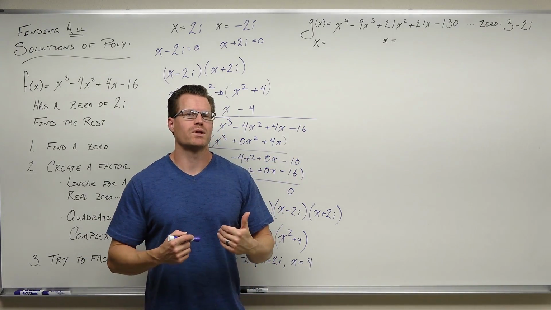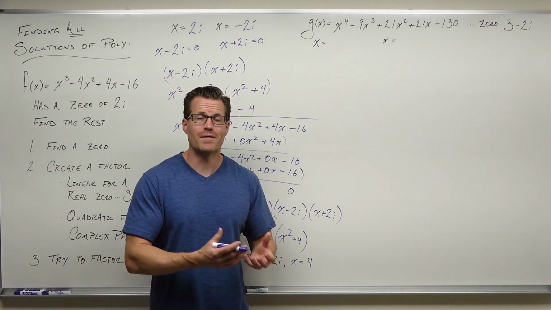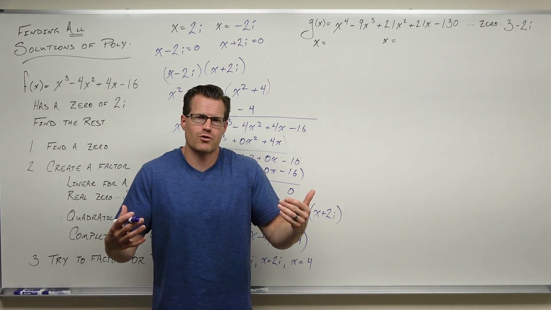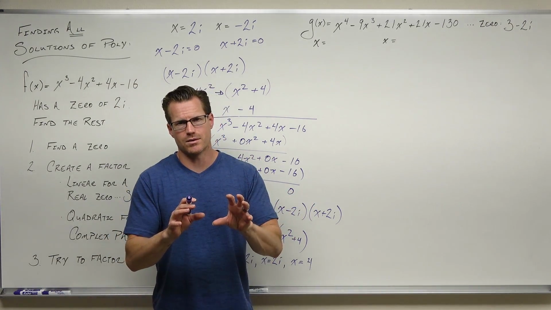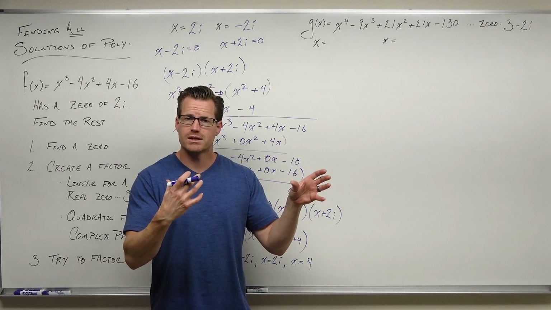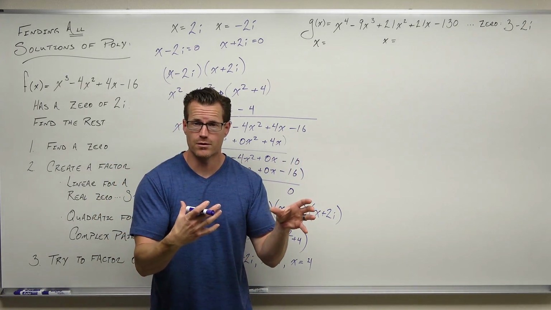And so what we're going to do is use the idea that if you give me one complex zero, I automatically know another one. They always come in pairs. By the quadratic formula, they have to. They always come in pairs. And so we're going to take those complex conjugate pairs, build a pair of factors.